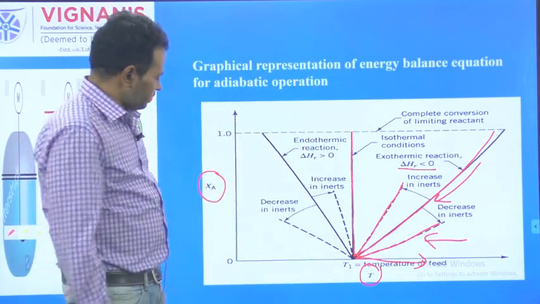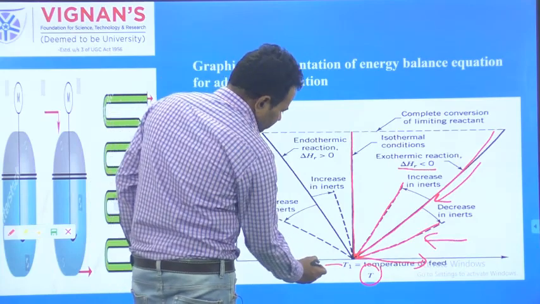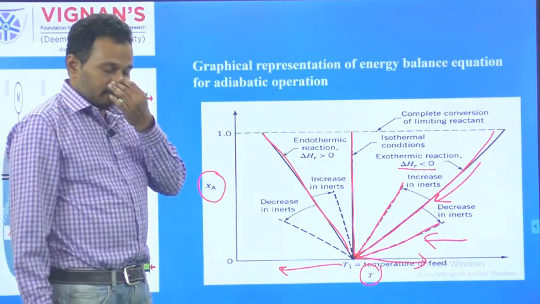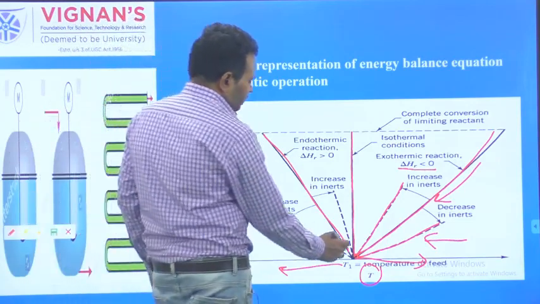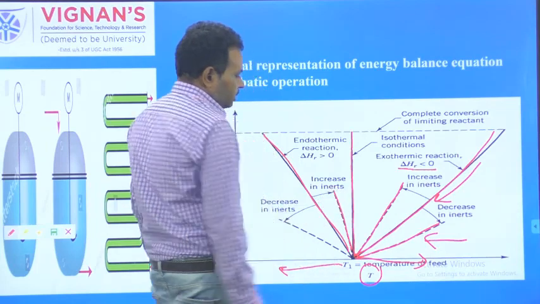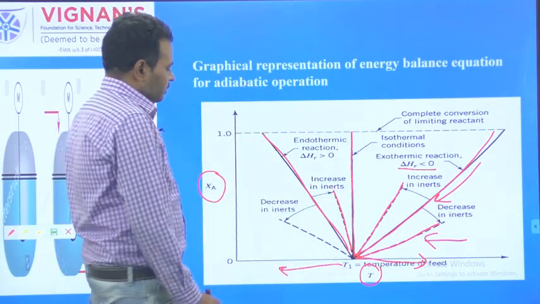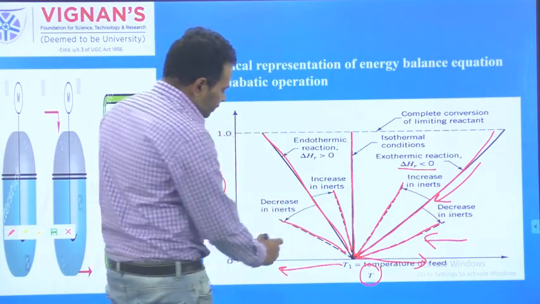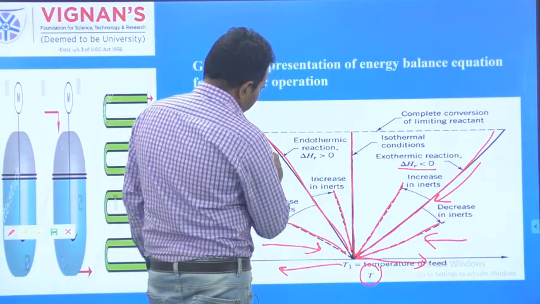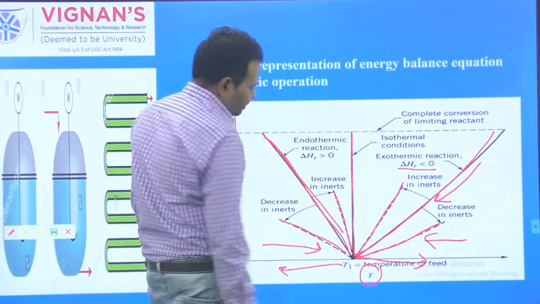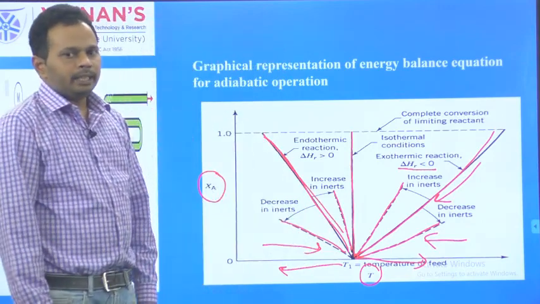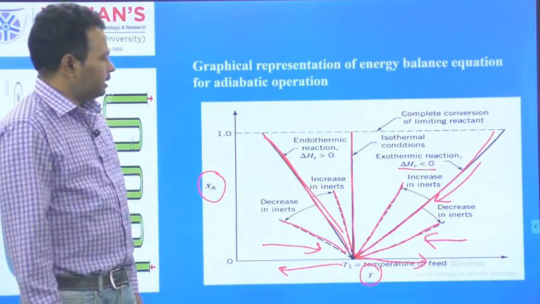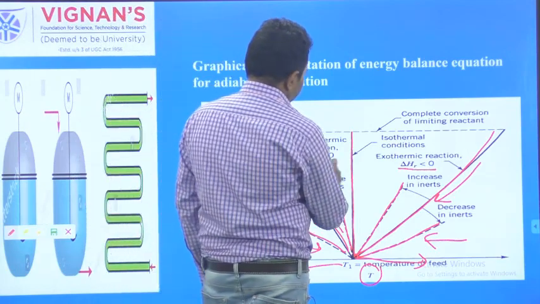For an endothermic reaction, when you decrease the temperature, the conversion is rising. For an increase in the concentration of the catalyst, the conversion rises slightly. For a decrease in the concentration of catalyst, the conversion falls slightly below the actual curve. When you increase the temperature, the conversion falls. This is the reverse case. When you decrease the temperature, the conversion rises. This is for endothermic reactions, for which del HR is greater than 0.